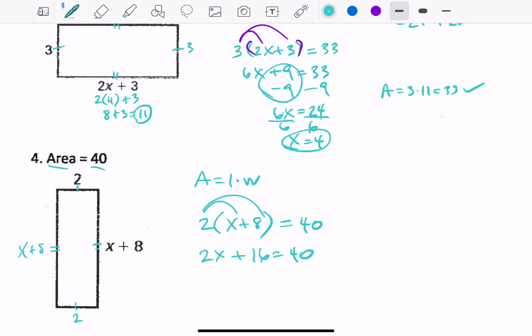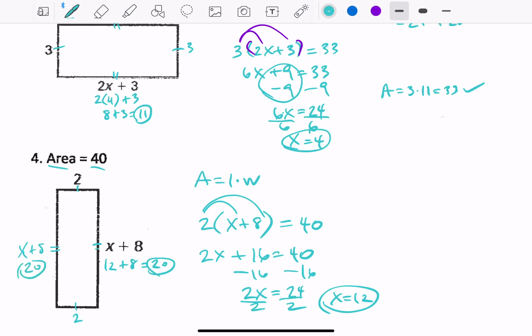Now I can solve. I simplified everything. I'm going to subtract 16 from both sides. 2x is equal to 24. I divide both sides by 2. X is 12. So I'm going to go over here. I'm going to fill in 12 for x. 12 plus 8 is 20. So the side length is 20, so this one is also 20. These are already 2, so I know area is going to be 2 times 20 equals 40, and that works and is correct. So there's your notes for using your multi-step equation solving skills on solving something else.